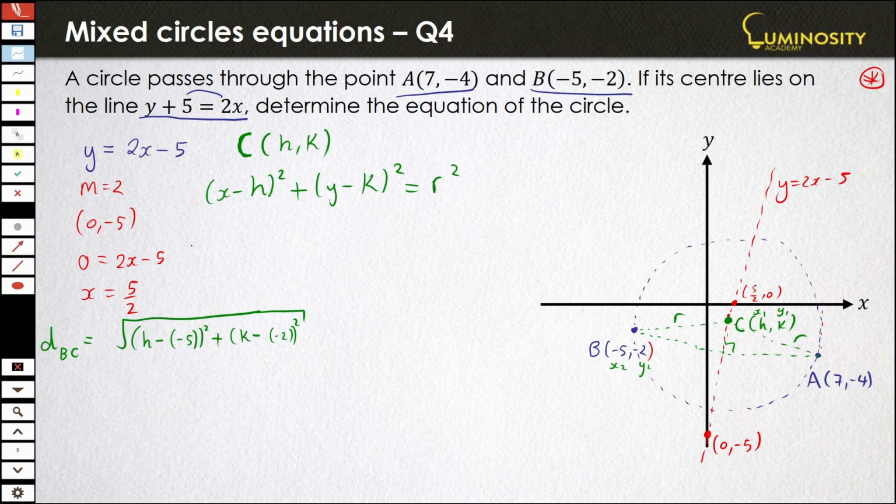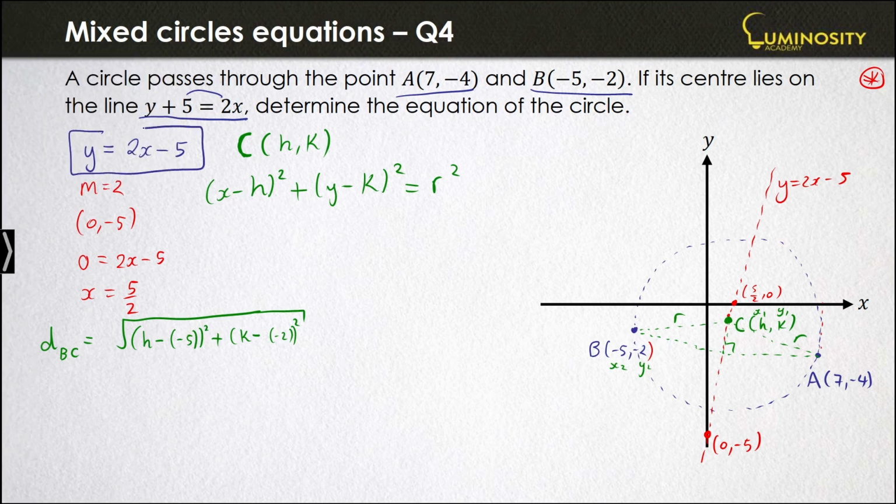So what I can do is observe that since this equation, y equals 2x minus 5, is a straight line that has the center point on it, I can conclude that if I substitute the x value of h into here, then I can find the y value, which is k. So if I substitute the point (h, k) into the straight line equation, it's going to be k equals 2h minus 5. So now I've got an expression for k in terms of h.